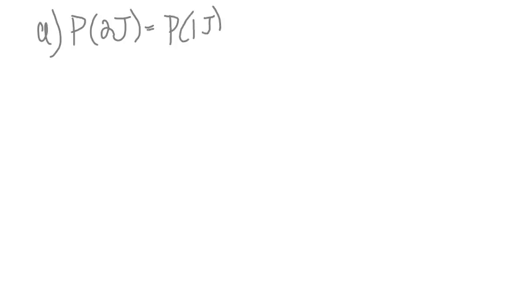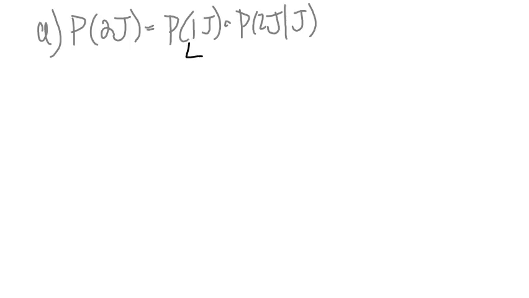So if we're talking about the probability of getting 2 jacks and I don't put them back, I have the probability of picking the first jack times the probability of picking the second jack, given that I already picked the first one. So we already did it.